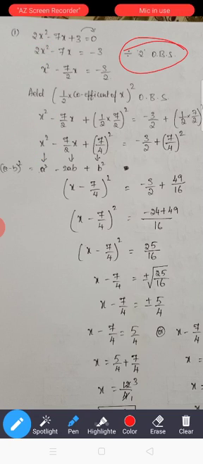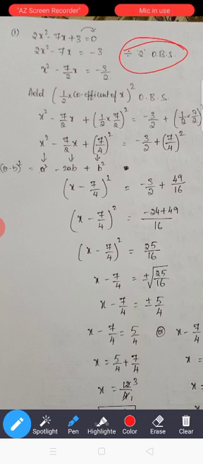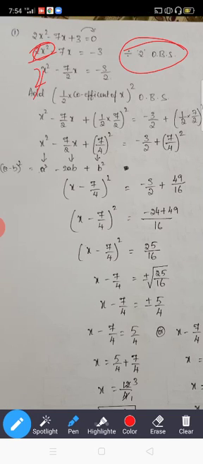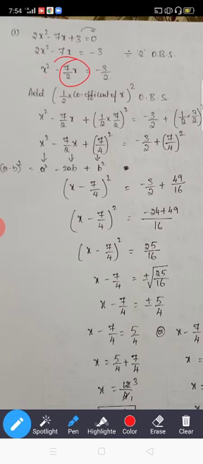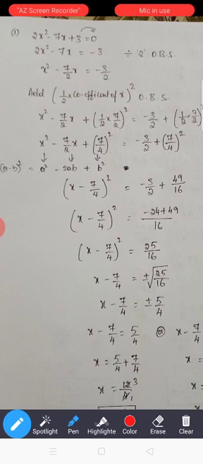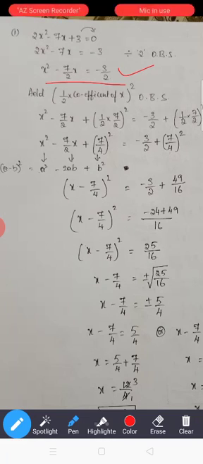Divide that number on both sides. So divide by 2 on both sides. 2x square divided by 2, the 2 will get cancelled, remaining x square. So x square minus 7x divided by 2 equals minus 3 divided by 2. After dividing, you will get the equation like this.